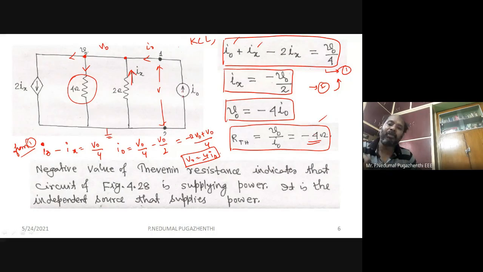Any doubts in this particular problem? The problem is over. R Thevenin is equal to minus 4. Very simple. Any doubts here up to this point?